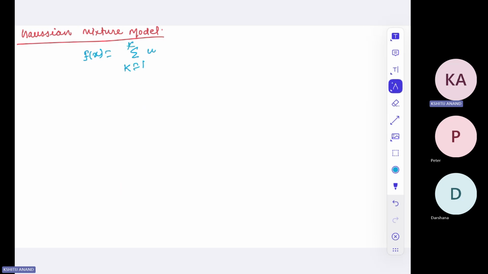It will assign weights to all those components. So maybe let's write it this way. We have n components in total, so k equals 1 to n. The new probability density of x will be based on the weights times the particular normal distribution.